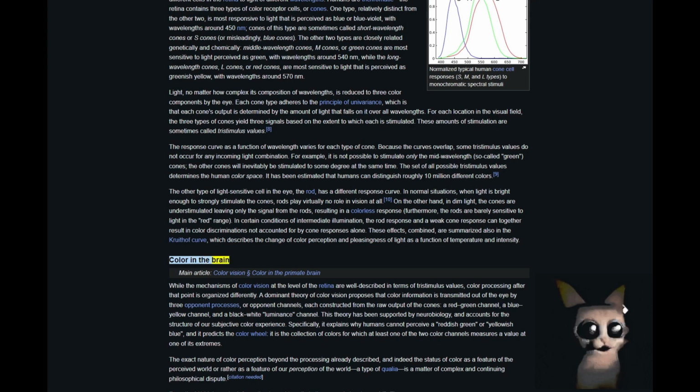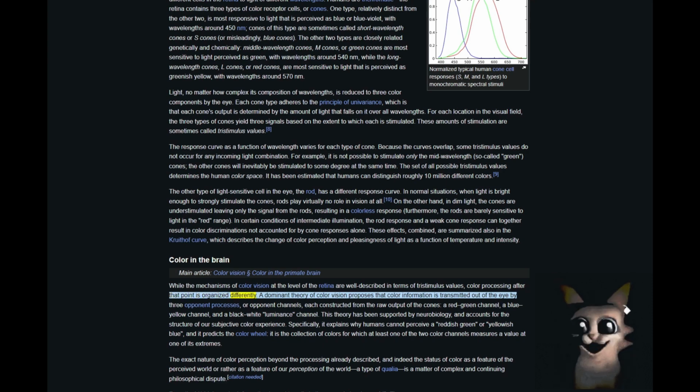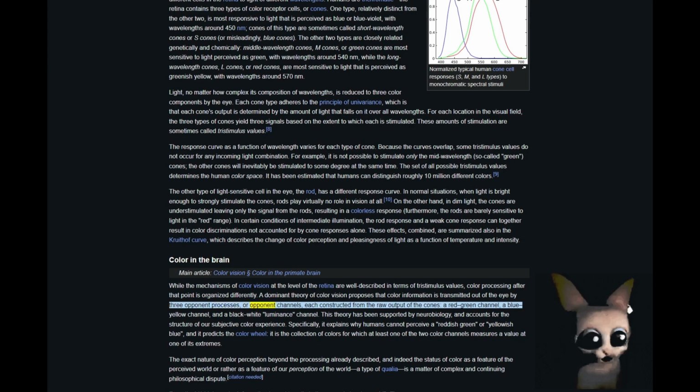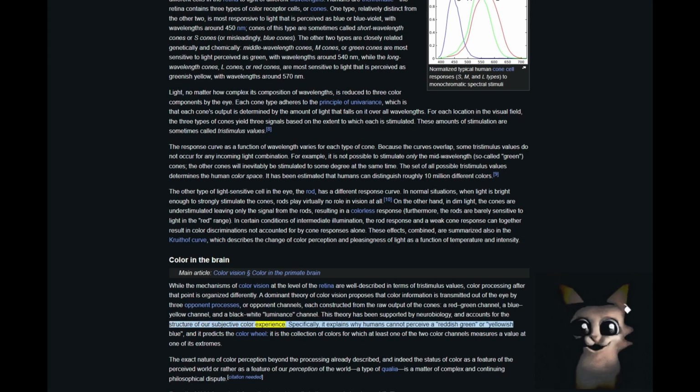Color in the brain. Main article, Color Vision. Color in the primate brain. While the mechanisms of color vision at the level of the retina are well described in terms of tristimulus values, color processing after that point is organized differently. A dominant theory of color vision proposes that color information is transmitted out of the eye by 3 opponent processes, or opponent channels, each constructed from the raw output of the cones: a red-green channel, a blue-yellow channel, and a black-white luminance channel. This theory has been supported by neurobiology and accounts for the structure of our subjective color experience.